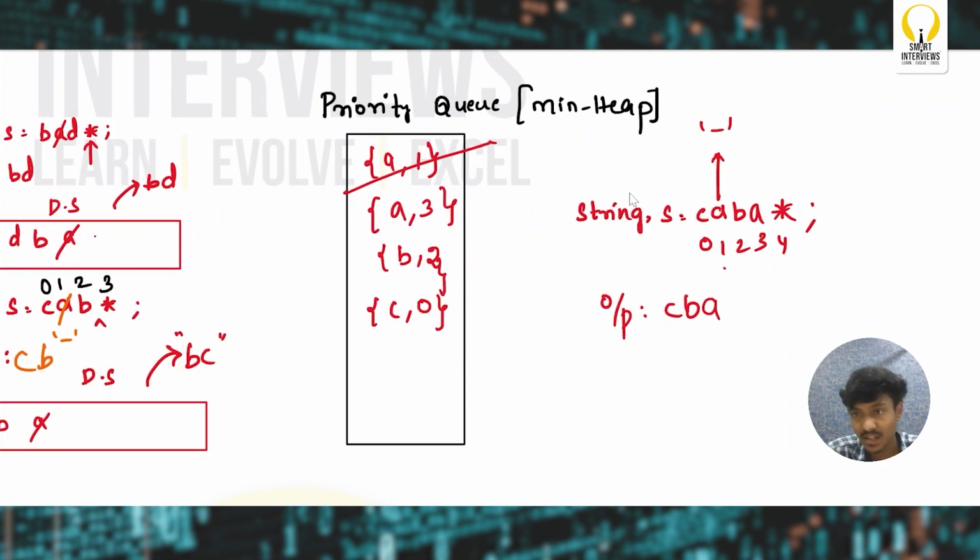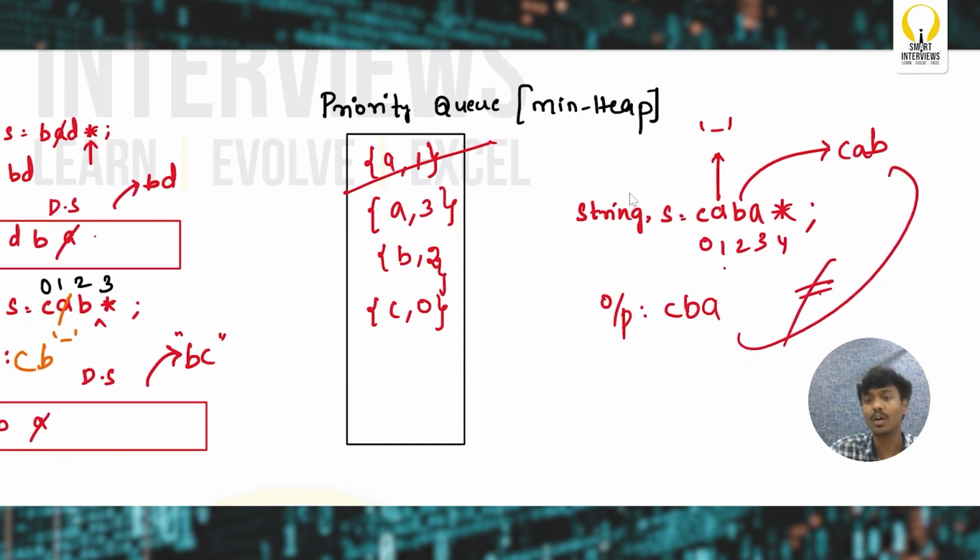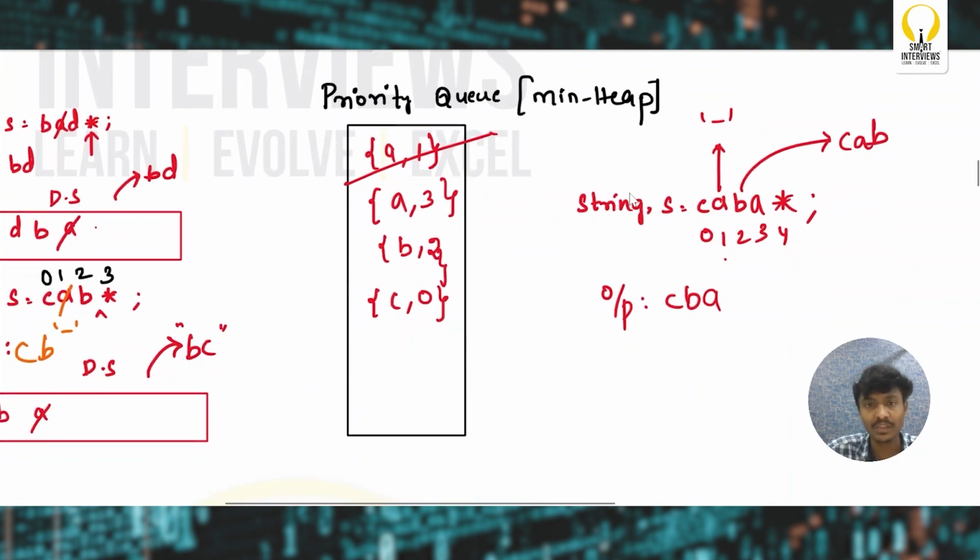For this star, you should remove the smallest character to its left. What is the smallest character to its left? That is this A, right? When you remove this A, the output will look something like CAB. Are they matching? No, they are not matching. Now, how do we fix this?